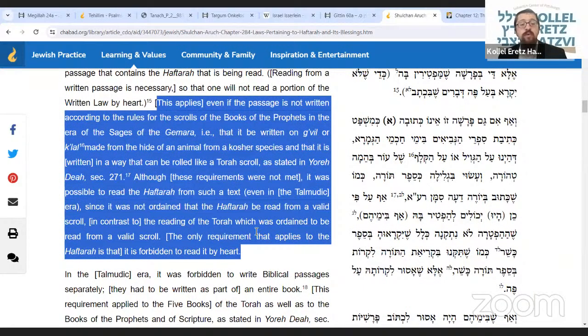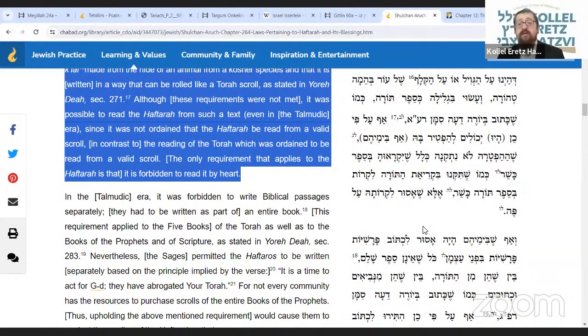You can read haftorah even if it's not written on parchment from the hide of a kosher animal, like the halachas, like it was done during the times of the Gemara or the Mishnah, where they had a proper parchment for a Torah scroll material with haftorahs written. You're able to use it for the haftorah.